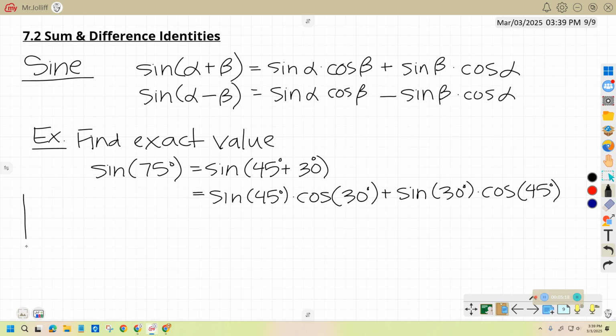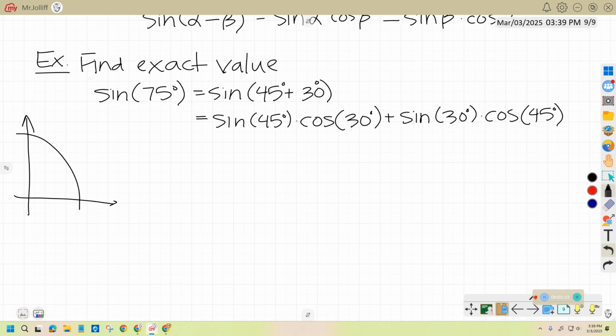So I'm going to draw a little first quadrant picture. I know 45 is the halfway point. I'm going to cut this in half right here. I know that's 45 degrees. And I know at 45 degrees, sine and cos are equal. They should both be root 2 over 2. So that gives me the sine and cos of 45. The next one I need is 30. 30 is smaller than 45. 30 is going to be about here.